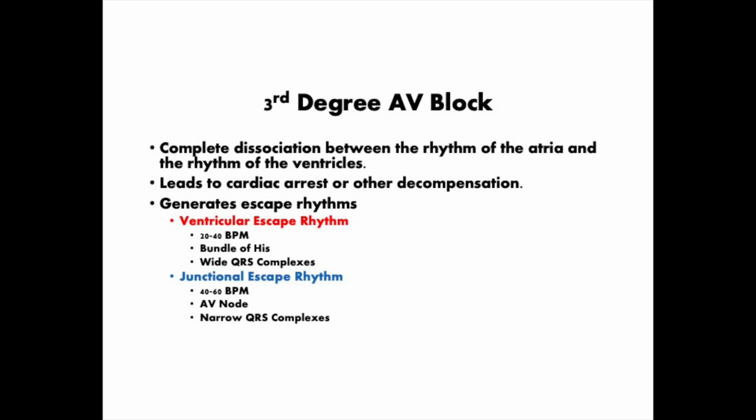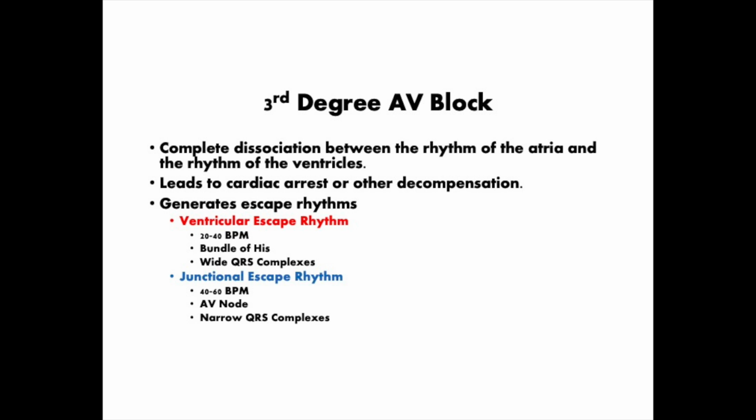Escape rhythms can be ventricular, in which case the beats per minute will be between 20 and 40. This means that the originating electrical signal is coming from the bundle of His. These are represented by wide QRS complexes. Alternately, there can be a junctional escape rhythm, which is 40 to 60 beats per minute. This originates from the AV node, and this is represented on EKG by narrow QRS complexes.